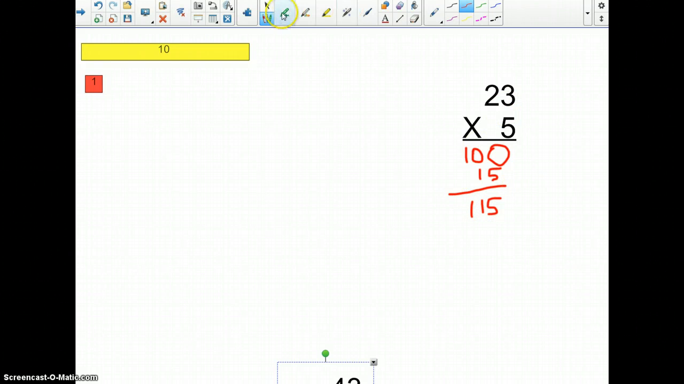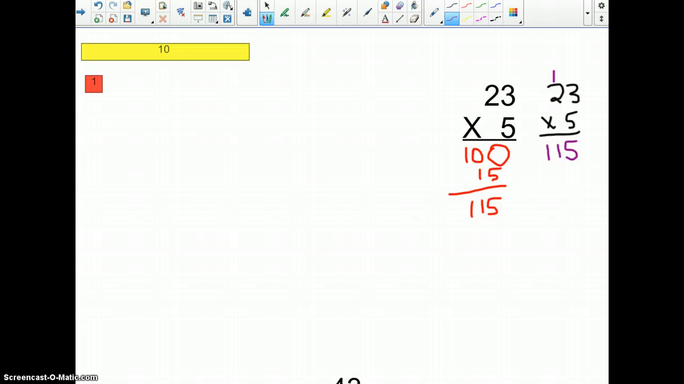Another way to do that, a shortcut maybe, if you will, let me rewrite the problem. I'm going to say 23 times 5. I'm going to take the ones place times 5, which is 15, and I'm going to carry the 1, kind of like you do when you add. And then I'm going to take the tens place times 5, which is 10, plus 1 more is 11, so 115. Either way is fine by me.